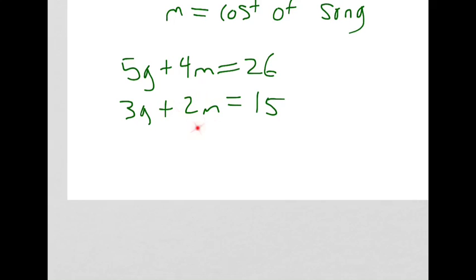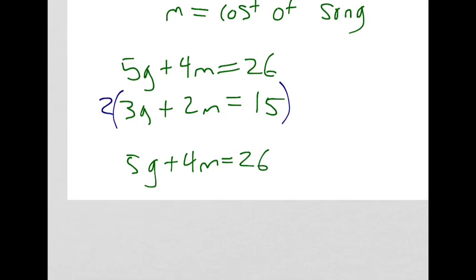Now, when you multiply one side of an equation by something, you have to do that to both sides. Whatever you do to one side, you have to do to the other, and you have to do that to every single term. So if I'm going to multiply this by 2, everything else has to get multiplied by 2. The top one doesn't change, but the bottom one becomes 6G plus 4M equals 30. You haven't changed the values of G and M, just the appearance of the equation.